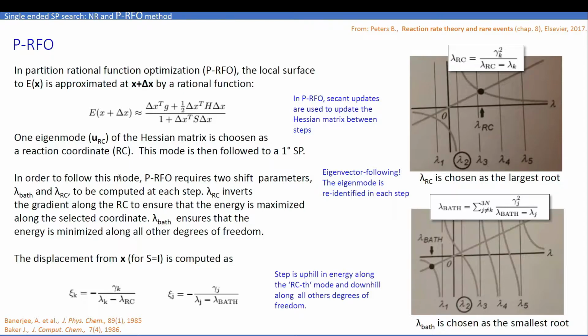Okay, so to maximize the energy along the selected coordinate and to minimize the energy along all other coordinates, PRFO has to compute two shift parameters, lambda_p and lambda_k for the reaction coordinate. These shift parameters are used to invert the gradient in the eigenvector basis given by gamma, such that the displacement made by PRFO is uphill in energy along the kth mode and downhill in energy along all other modes. Notice that PRFO requires the Hessian matrix to be computed and stored at each step of the optimization.